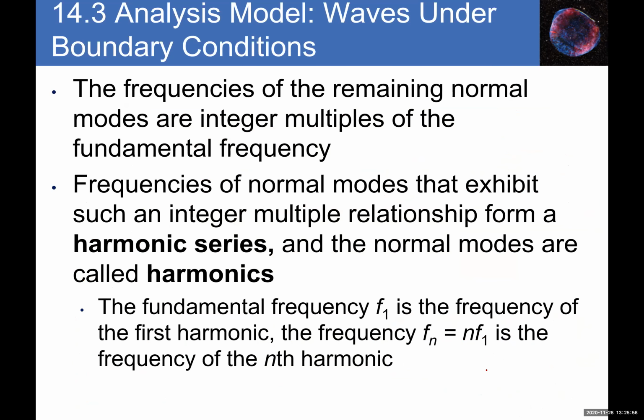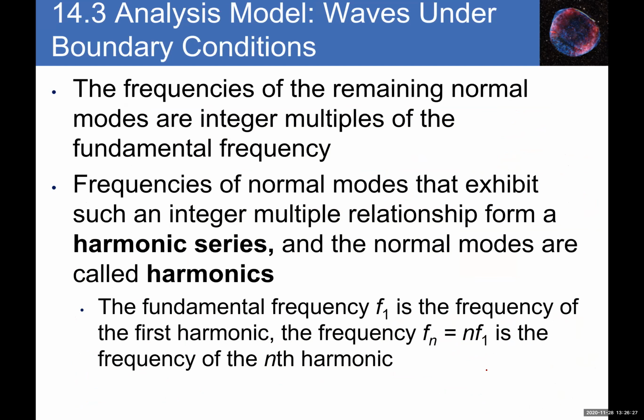So the frequencies of the remaining normal modes are integer multiples of the fundamental frequency. Frequencies of normal modes that exhibit such an integer multiple relationship form a harmonic series, and the normal modes are called harmonics. Summarizing, a fundamental frequency F1 is the frequency of the first harmonic, then the frequency F of N equals N times F of 1 is the frequency of the Nth harmonic. That means you can look at whatever frequency we're considering.